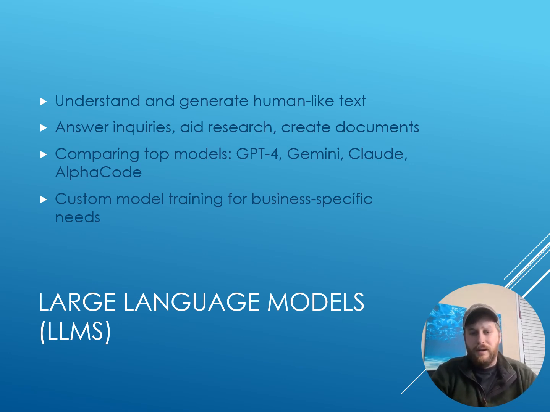They can answer inquiries. Some of the benchmark models now have extensive training data sets and have very impressive use cases and capabilities. There's some of the top models out there. ChatGPT has GPT-4, has its reasoning models, o1 and o3. Google Gemini, Google Gemini Pro. Anthropic has Claude. xAI has Grok and AlphaCode, just amongst many others.